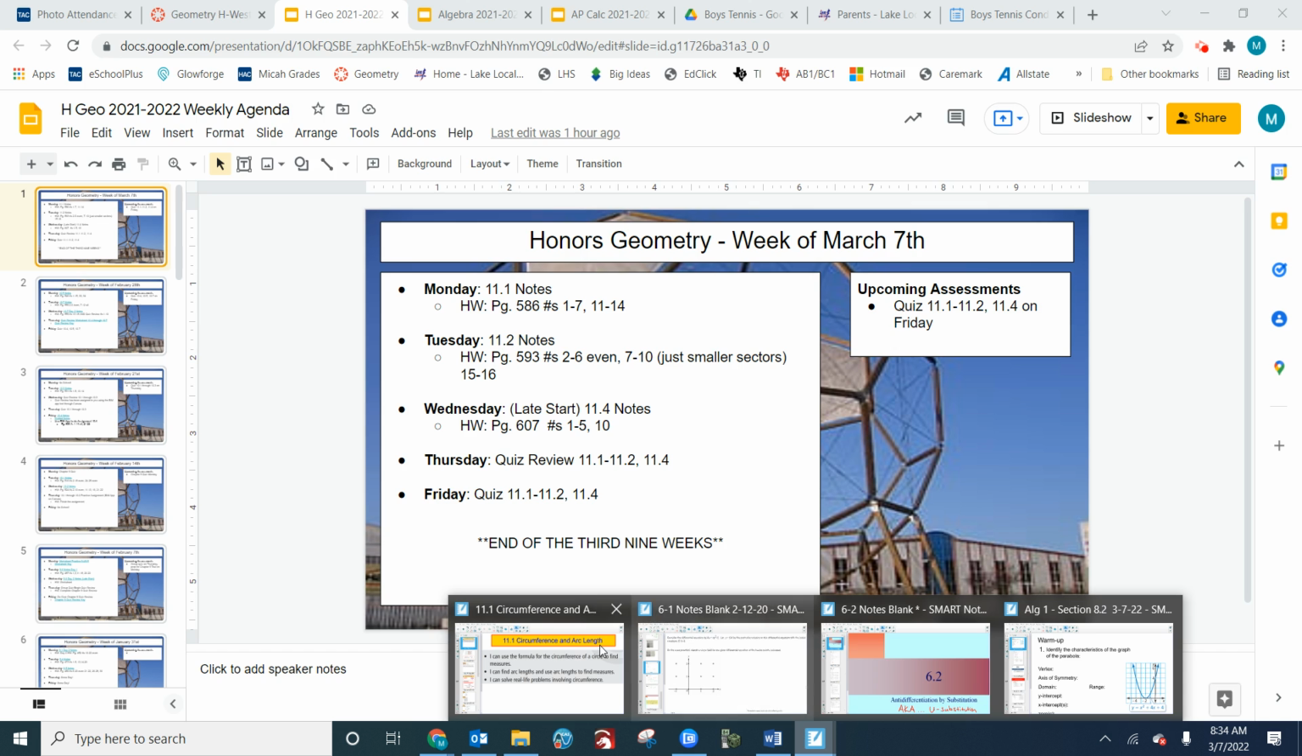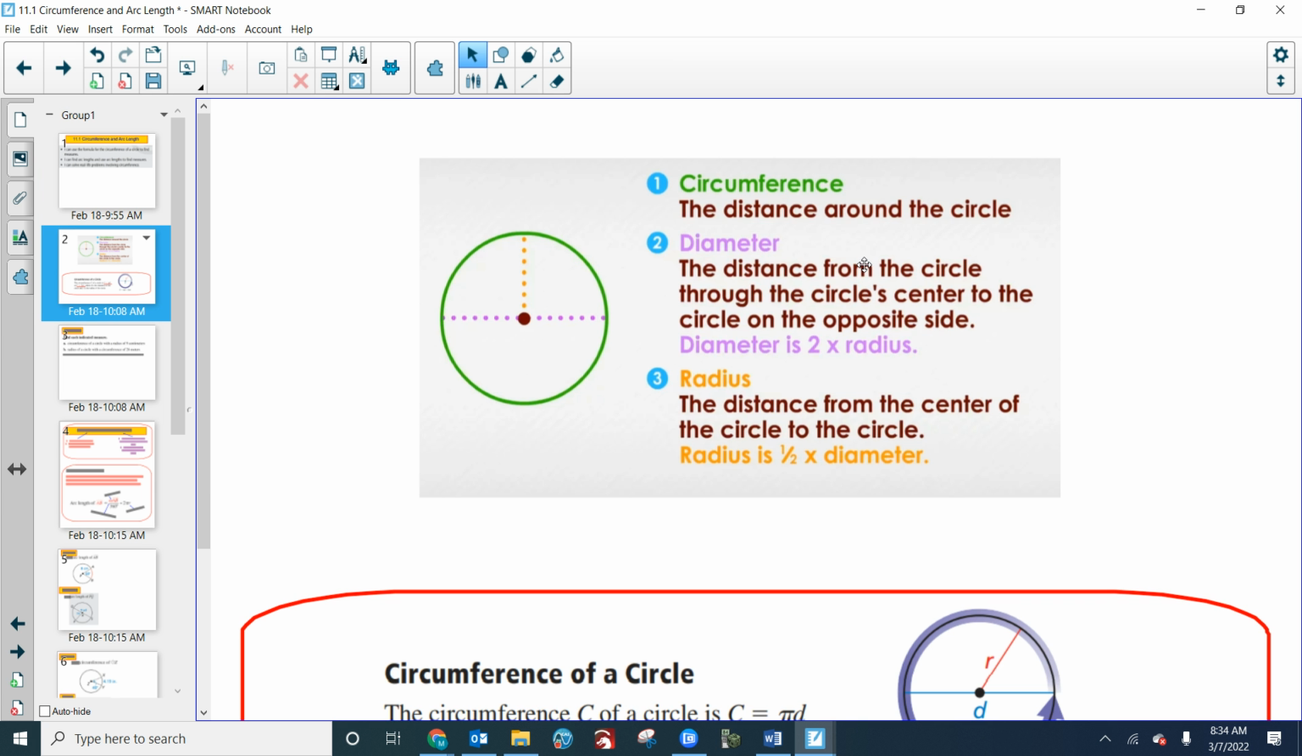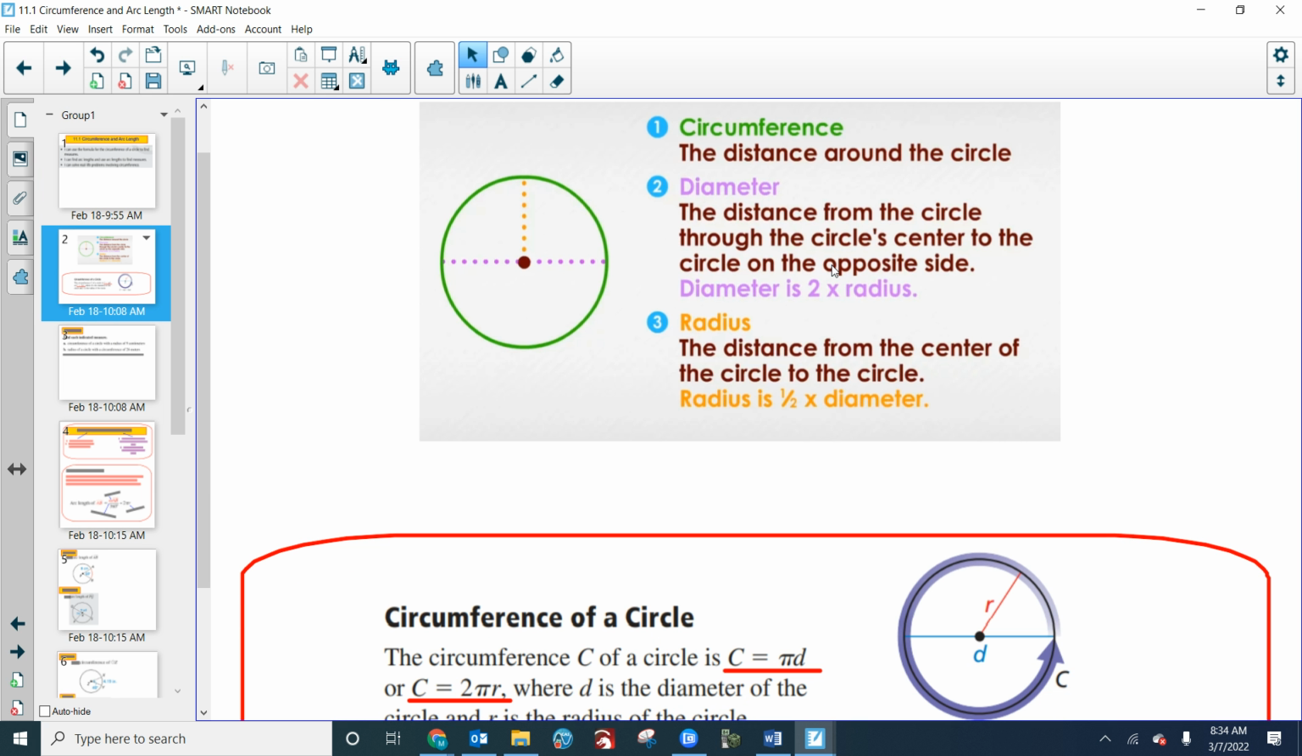So 11-1. There's a lot of problems on your guided notes, but they're not that difficult and don't take that long to complete. So a couple things we need to remind ourselves. Let's get going. A couple key terms. Do we recognize the word circumference? Yeah. Distance around the outside. Diameter, yeah, obviously. Radius, yeah.